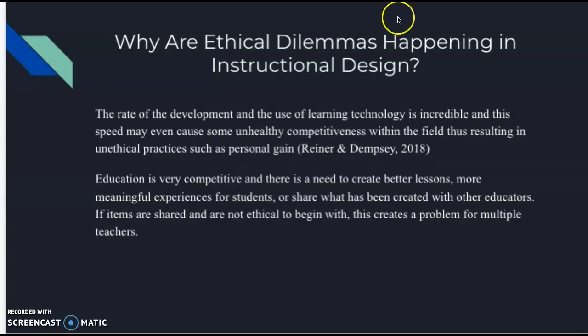So why are ethical dilemmas happening in instructional design? The rate of the development and the use of learning technology is incredible, and this speed may even cause some unhealthy competitiveness within the field, thus resulting in unethical practices such as personal gain. And that is from Rayner and Dempsey.